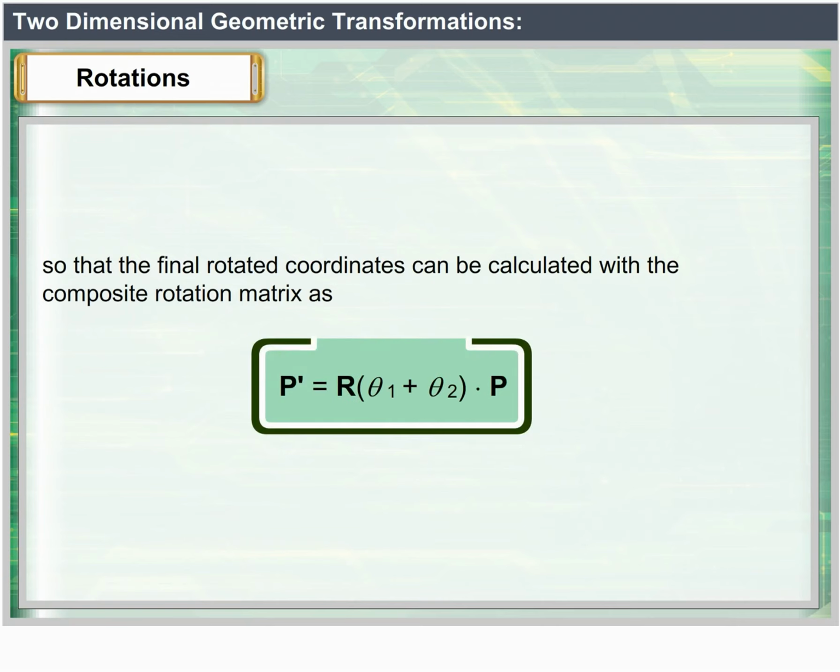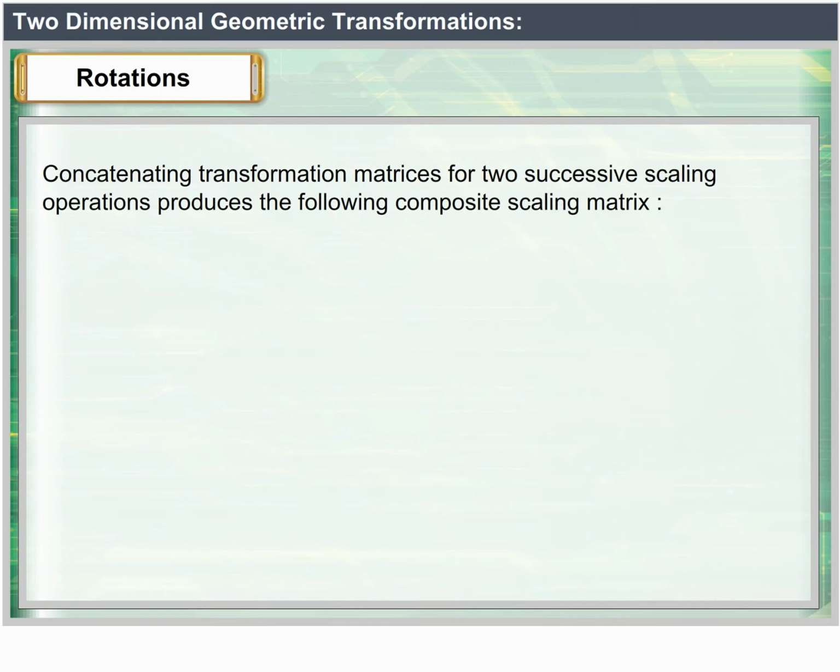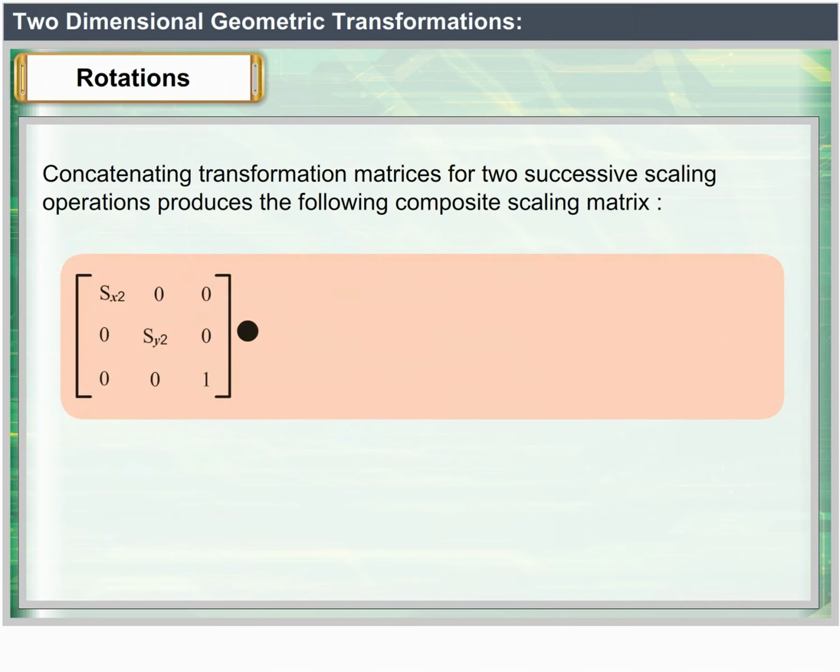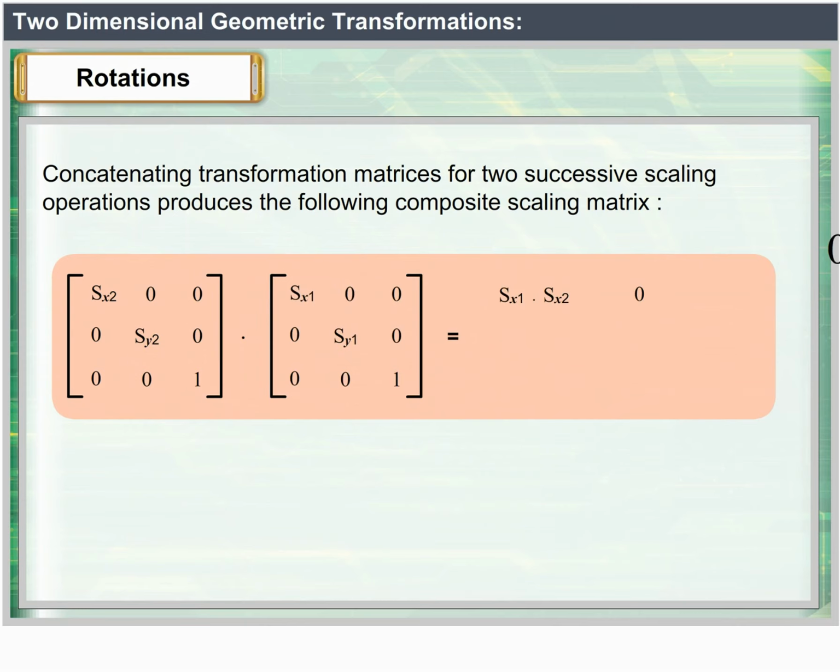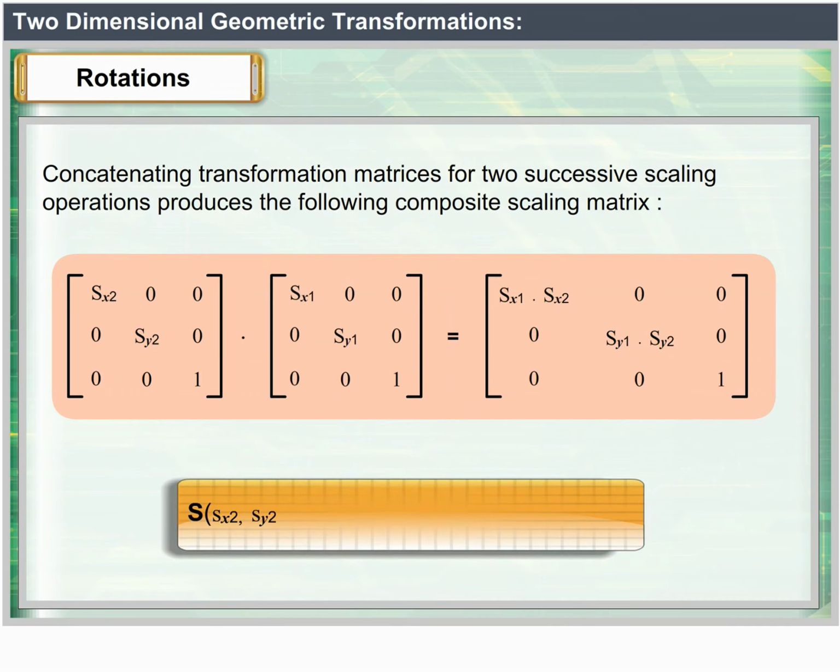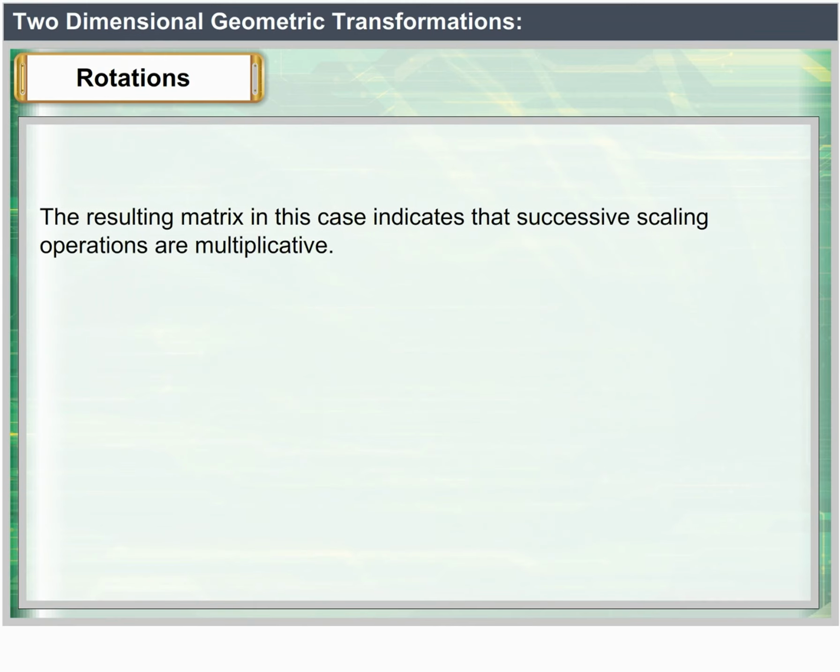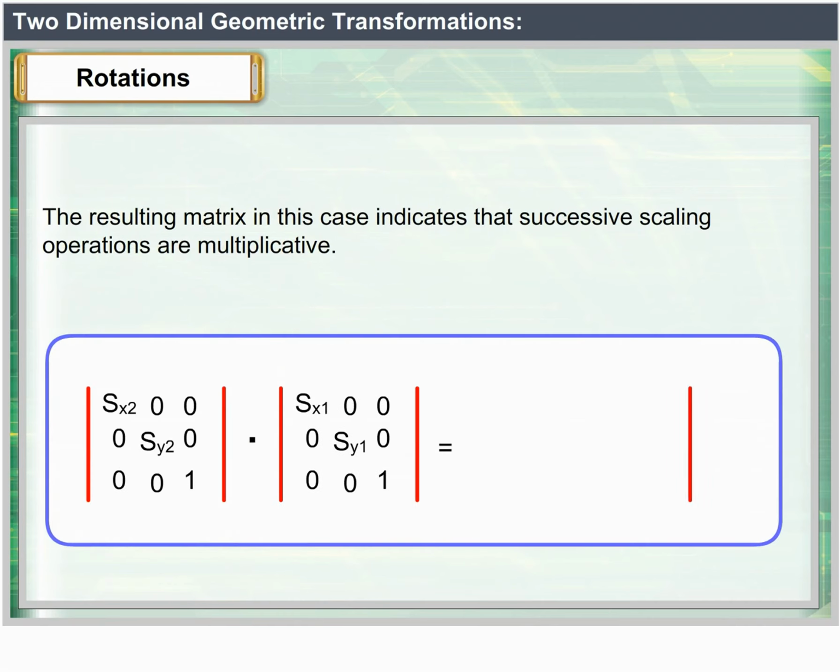Concatenating transformation matrices for two successive scaling operations produces the following composite scaling matrix. Or it can also be stated as S(Sx2, Sy2) times S(Sx1, Sy1) equals S(Sx1 times Sx2, Sy1 times Sy2). The resulting matrix in this case indicates that the successive scaling operations are multiplicative. That is, if we were to triple the size of an object twice in succession, the final size would be 9 times that of the original.